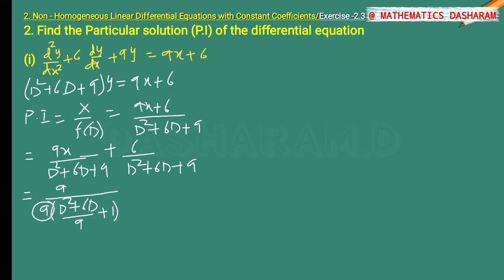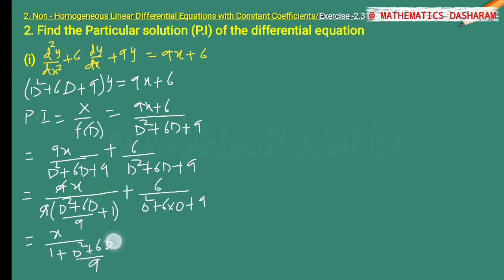Okay, take the 9 common, then (D square plus 6D by 9 plus 1), here x, plus 6 divided by the same; here the numerator is a constant, so you can substitute 0 in the denominator place. So then here 9 cancels, and x divided by, first write the 1, next write (D square plus 6D by 9), plus 6 divided by 9. So here 3 twos are 6, 3 threes are 9.